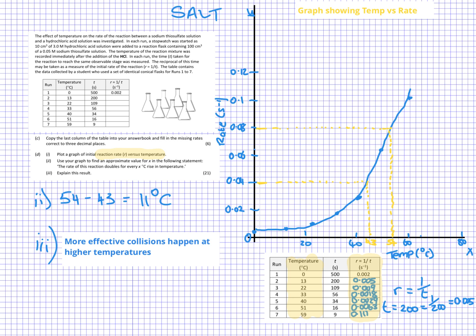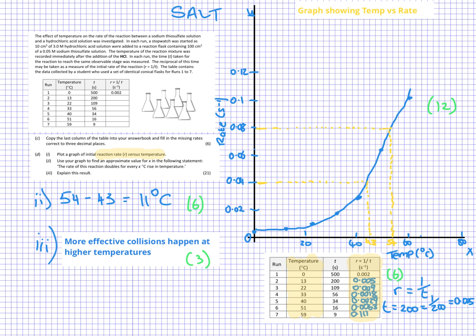Now, if we are to assign marks for these parts of the questions, what we can see is that C is worth 6 marks, so that's very simple. You get 6 or not for filling in the values correctly. Part D is 21 marks. So if we work from the bottom, your explanation for D part 3 is worth 3 marks. You're using your graph to find the approximate value of x is worth 6, so that's 9 marks used. So that means that your graph is worth 12.